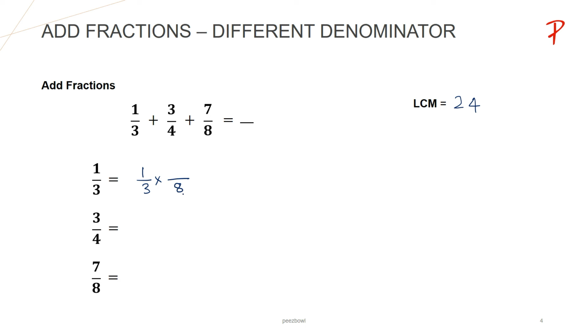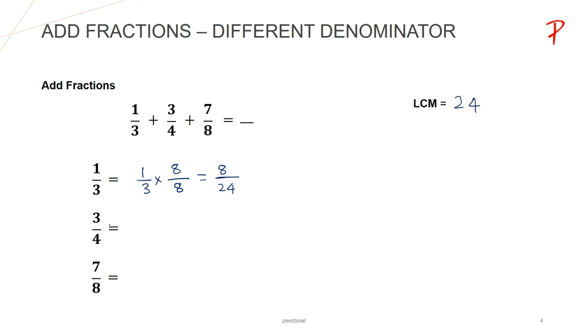So we have to multiply the denominator 3 by 8. 3 multiplied by 8 is 24. And because I multiplied by 8 at the denominator's place, I need to multiply the numerator by 8 as well. So 1 multiplied by 8 is 8, and 3 multiplied by 8 is 24.